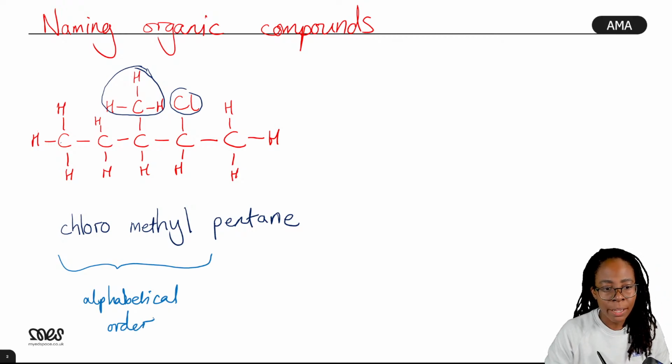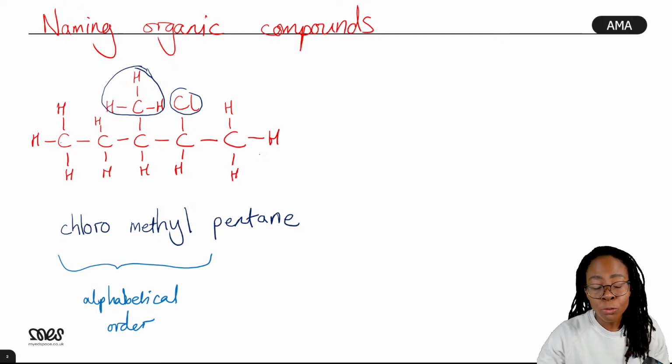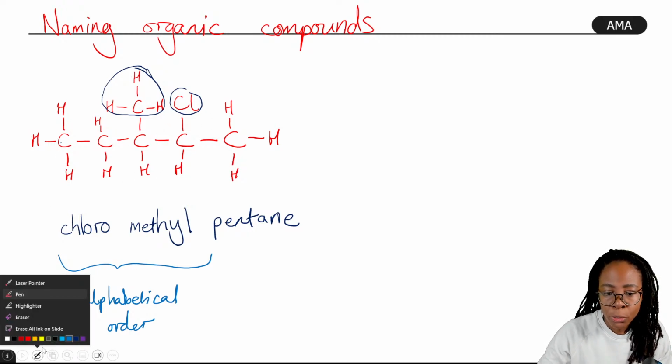Okay, but we're not done yet. We need to now position where those groups are. So we need to give them numbers based on where they are in the carbon chain. Now, how we choose the numbers, remember, we can number either from left to right or from right to left. We choose the one that's going to give us the smallest number.